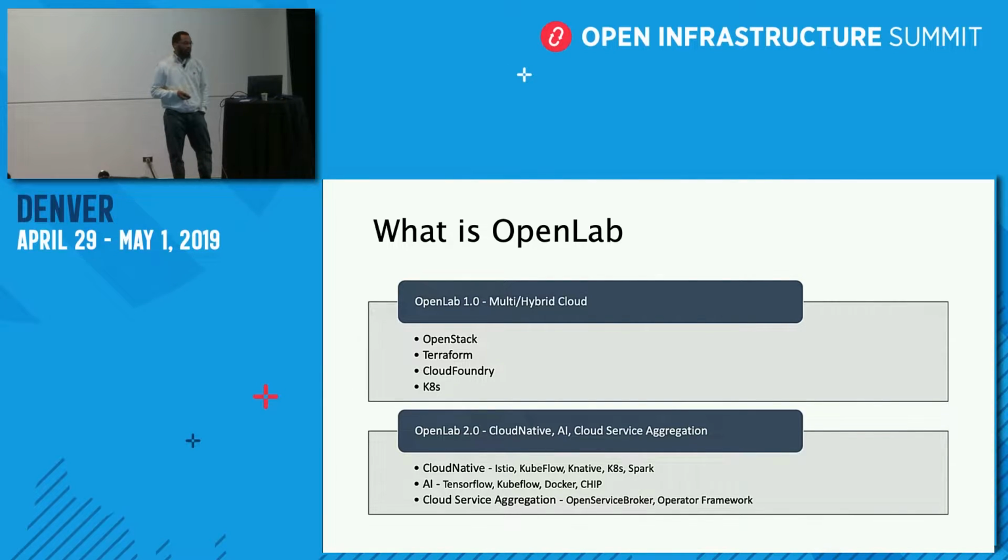And then we said, well, where do we go from here? We've made some great progress, got a lot of people involved, got our tentacles in various aspects of the Kubernetes community and others, but what's next? And that's where we got OpenLab 2.0. Our focus now is getting more involved with more cloud native projects, AI, which is essentially why I'm here doing this talk, and cloud service aggregation, which is Open Service Broker, and also the Operator Framework for Kubernetes.